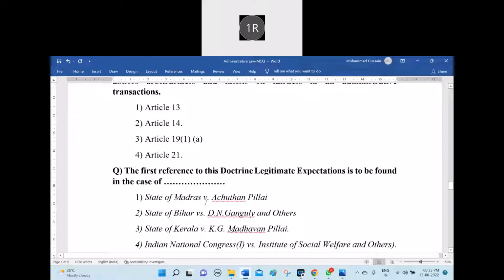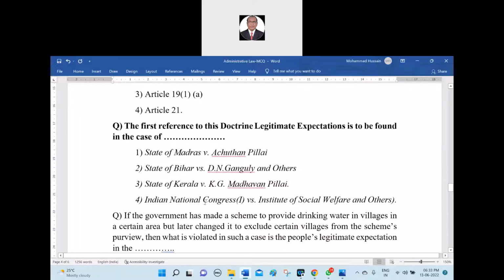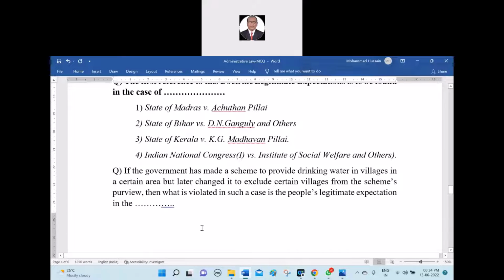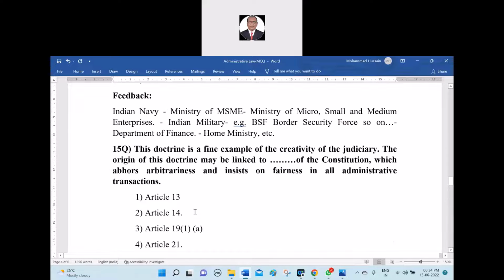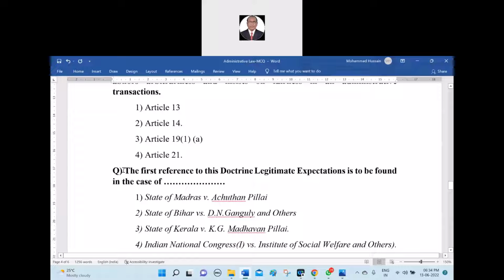So the first reference to the doctrine of legitimate expectation is to be found in the case of: number 1, State of Madras versus Achyutan Pillai; number 2, State of Bihar versus T.N. Ganguly and others; number 3, State of Kerala versus K.G. Madhavan Pillai; number 4, Indian National Congress versus Institute of Social Welfare and others. Number 3, sir. Yes, it's number 3, State of Kerala versus K.G. Madhavan Pillai, in which the doctrine is used. Yes, that is about the 15th question, and the 16th question is over.